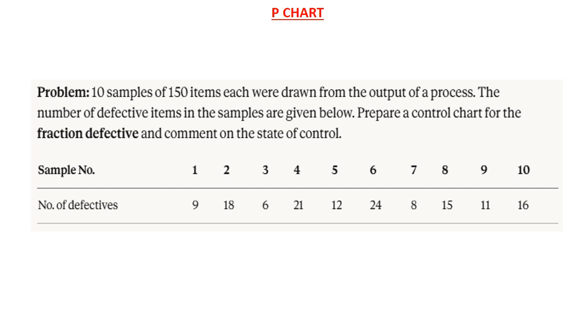So our next problem is based on P chart. According to the question, 10 samples of 150 items each were drawn from the output of a process. The number of defective items in the samples are given below, and they have asked us to prepare a control chart for the fraction defective and comment on the state of control. So totally the sample size is 10 and they have also given the number of defective items in the question.